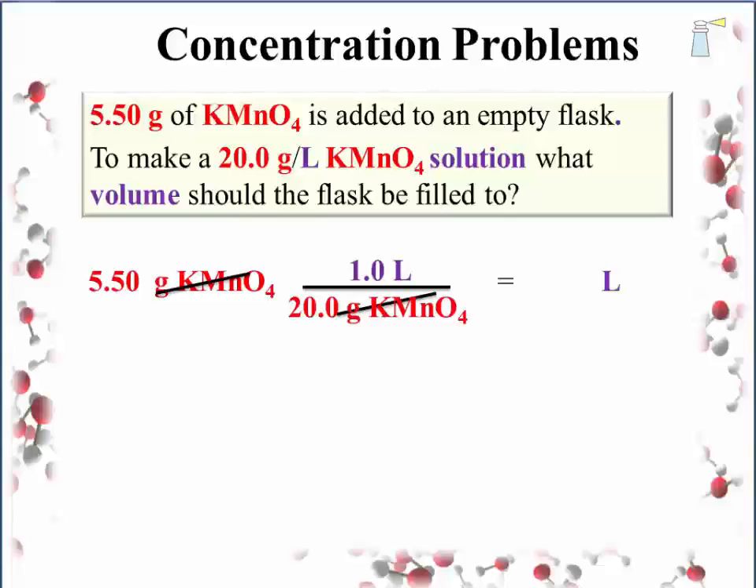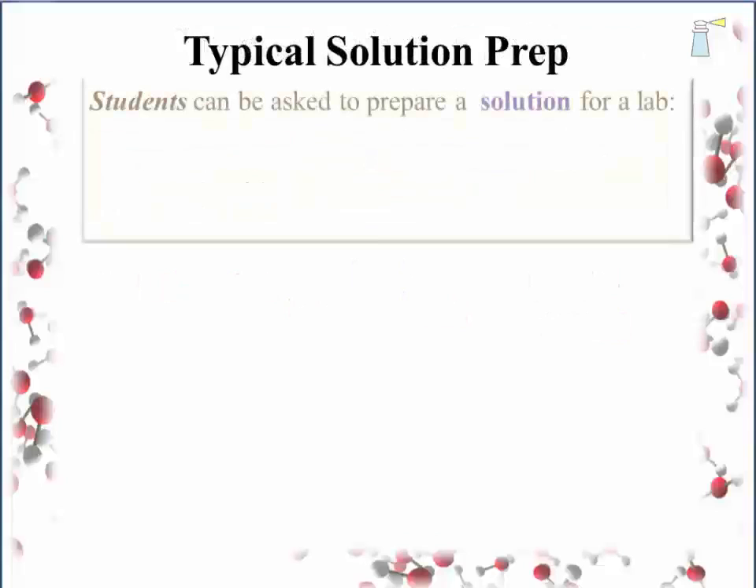The division of 5.50 by 20.0 gives a volume of 0.275 liters. Another way of saying that is 275 mL. Being able to make this kind of transition between mL and liters is a useful skill. These types of conversions are not only necessary for homework and testing problems, they also come up in a lab setting. Students can be asked to prepare a solution for a lab.